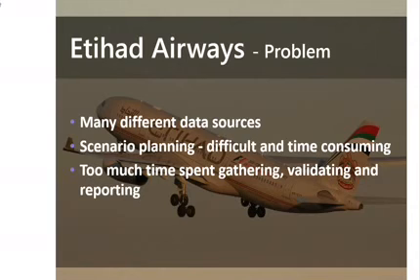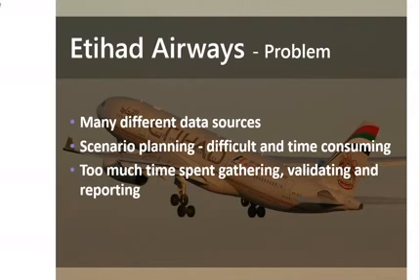So Etihad Airways, another client of ours, had many different data sources for their budgeting, and scenario planning for them was difficult and time-consuming. As well as that, there was too much time spent gathering, validating, and reporting their data. And so in Etihad in 2012, the budget was completed by 10 people in the finance department, and then in 2013, it was completed by 300 people worldwide. And each of these planned what was relevant to them, and now do so each quarter happily, and finance are consultants to the business.